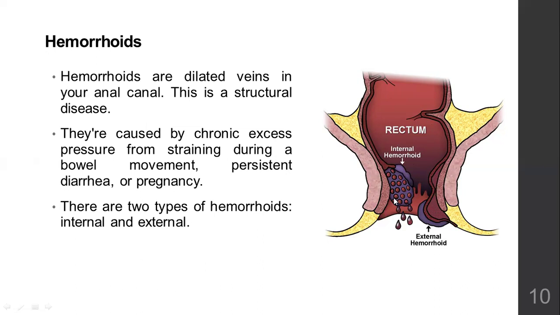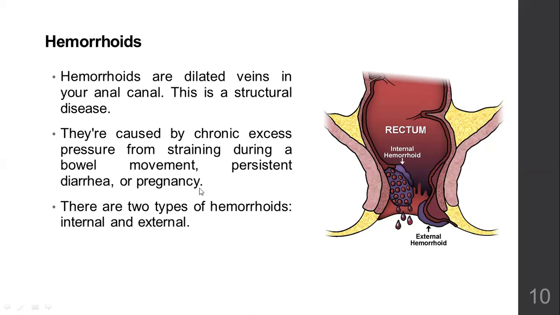These veins become dilated, and veins are more prone to dilation than arteries because they have to work against gravity. Arteries have a much stronger contraction as compared to veins. Veins have to work against gravity, so pooling of blood takes place more often in veins as compared to arteries.